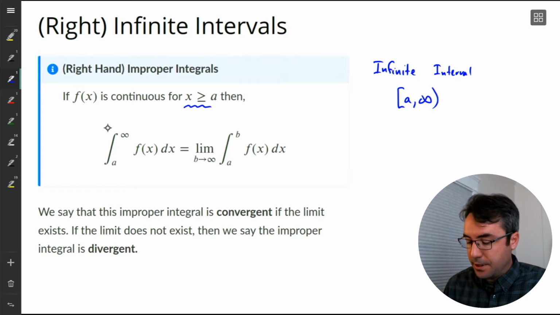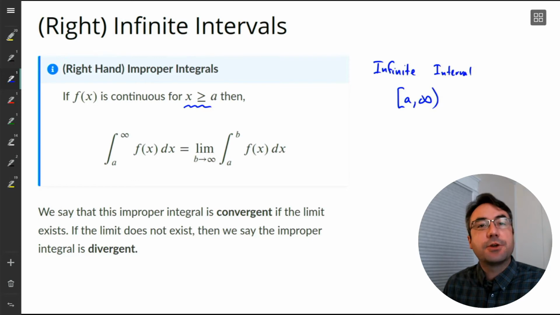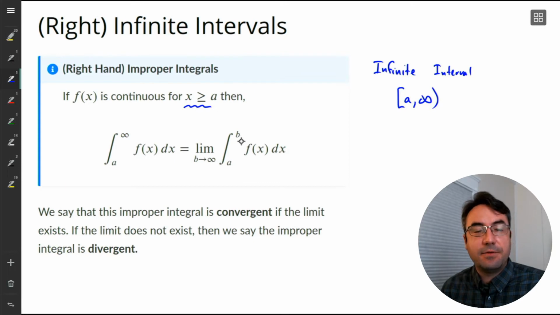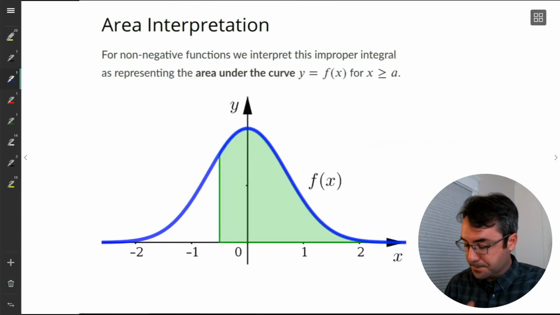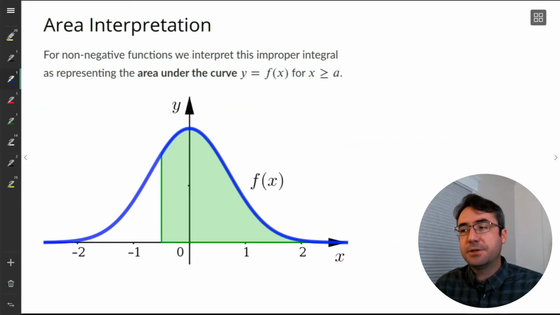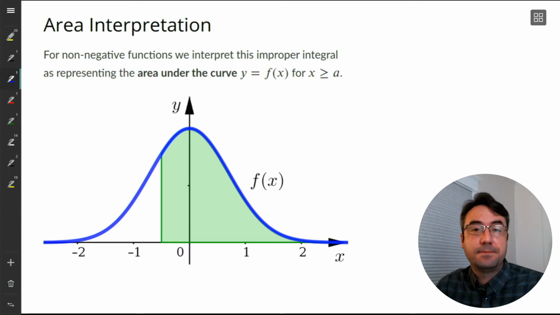All right, so we're going to refer back to this definition. Now, how do we actually interpret this? What are we doing when we're calculating the limit of a definite integral? Well, we're going to think of it in terms of area. So we know for definite integrals, a lot of times we think of that as area under the curve.